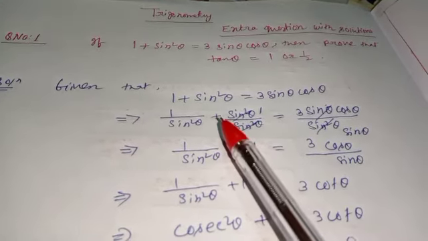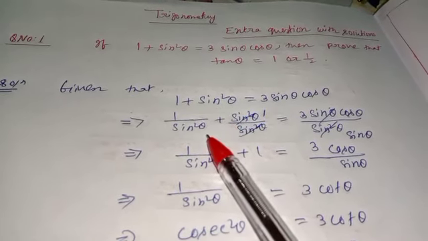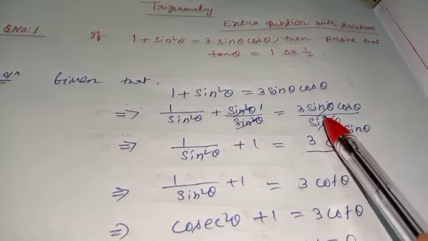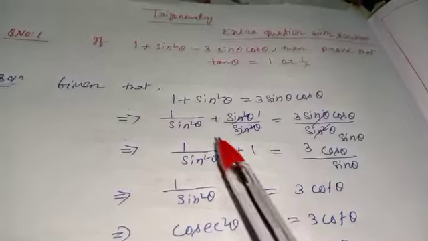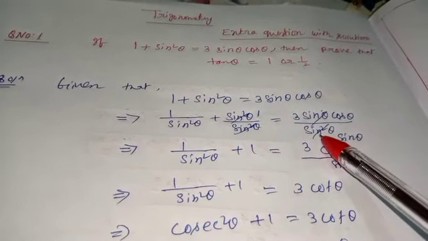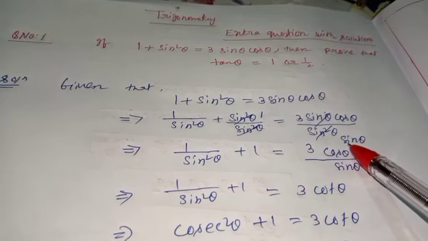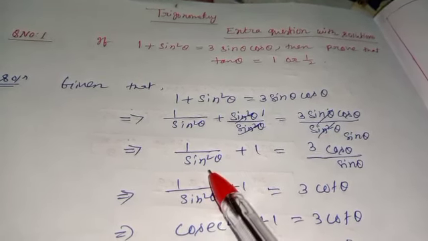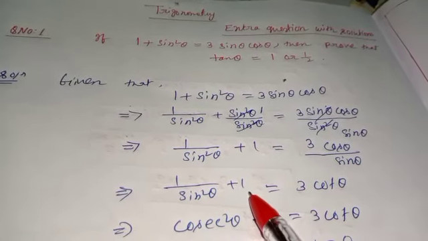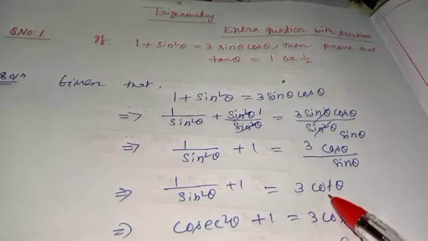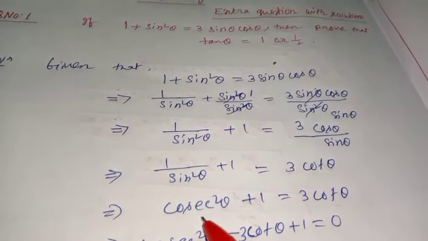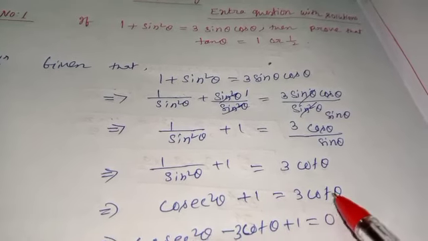So here, first of all, what I have done is divide each of the terms by sin square theta: 1 divided by sin square theta, sin square theta divided by sin square theta, 3 sin theta cos theta divided by sin square theta. After that, you need to simplify. Sin square theta cancels, and sin theta with sin square theta, if you cancel it, you will get sin theta as the denominator. Then 1 by sin square theta plus 1, and 3 cos theta by sin theta. Cos theta by sin theta is cot theta, and 1 by sin square is cosec square theta, plus 1 is equal to 3 cot theta.